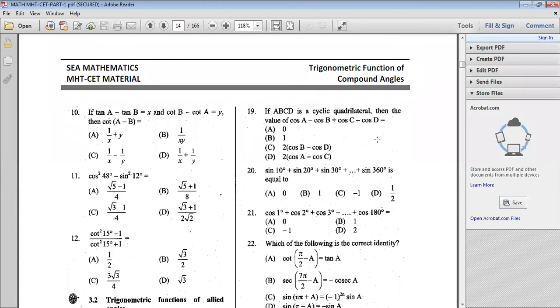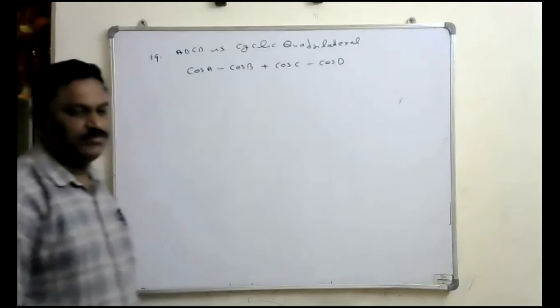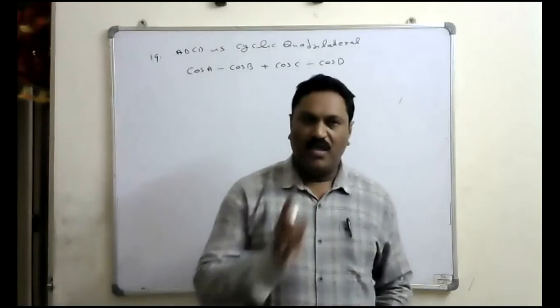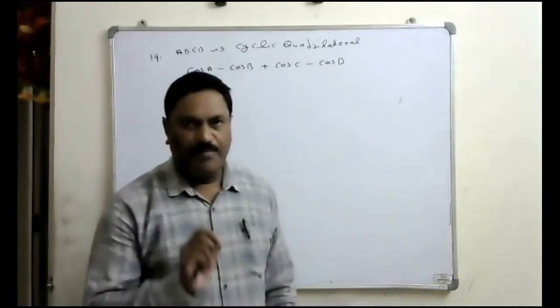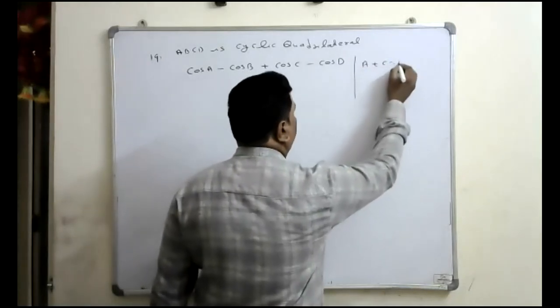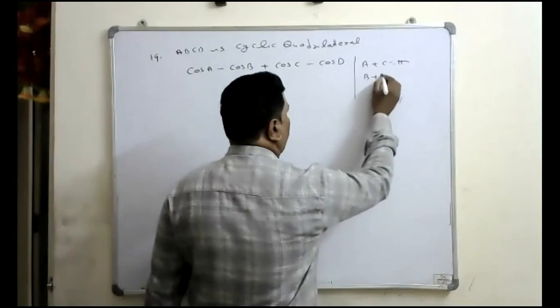So we have to find cos A minus cos B plus cos C minus cos D. Just observe that. Here also ABCD is a cyclic quadrilateral, which means A plus C is 180 and B plus D is 180. That is the result. So A plus C is pi, and B plus D is pi.